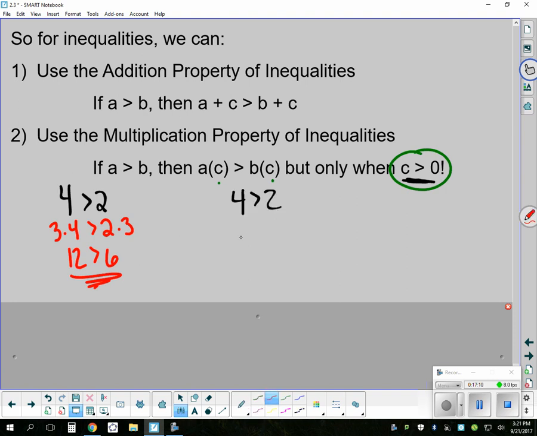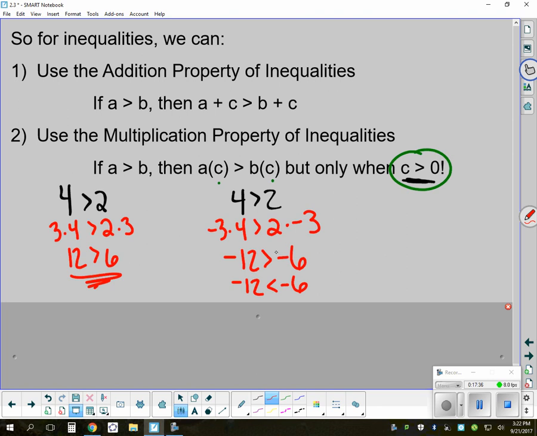Starting with that same 4 is greater than 2, if we multiply it by negative 3 on both sides, then I get this statement, negative 12 is greater than negative 6. But negative 12 is not greater than negative 6. So when I multiply by a negative, I would actually need to flip my sign around and get negative 12 is less than negative 6. Okay, so as soon as you multiply by that negative sign, take your sign and flip it.